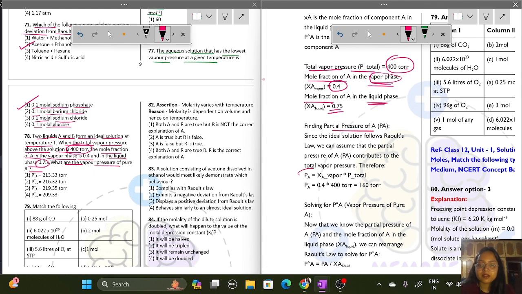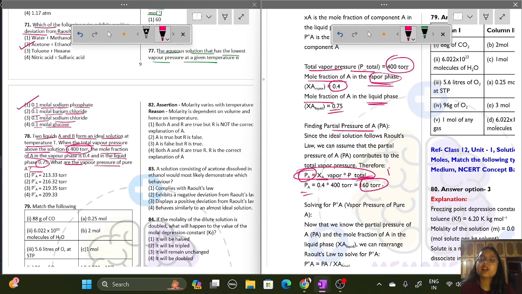So what will be the formula for partial pressure of A? It is XA into P total. So this will be the formula. What will be PA? PA comes out to be 160 torr.